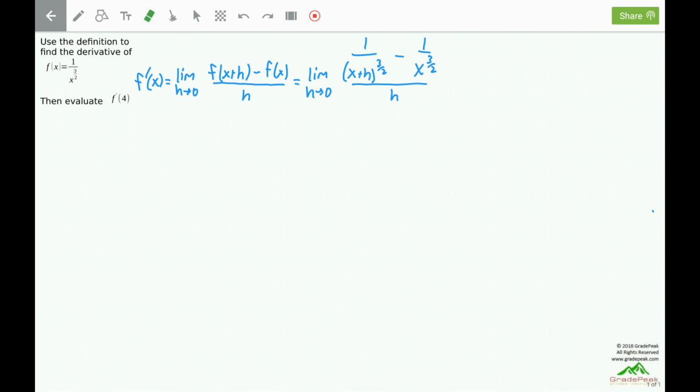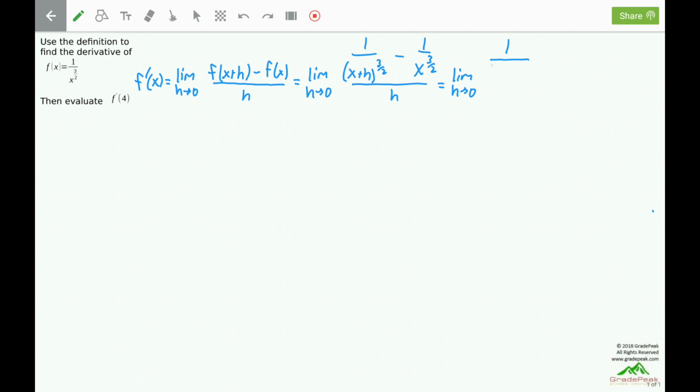What we have in the numerator is a difference of fractions. We need to combine those fractions together over a common denominator. We have a denominator of x plus h to the 3 halves and x to the 3 halves. The common denominator will be the two multiplying each other. So my next step is to put each of these over a common denominator.